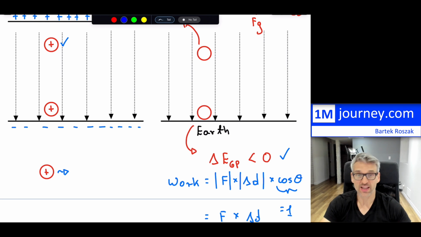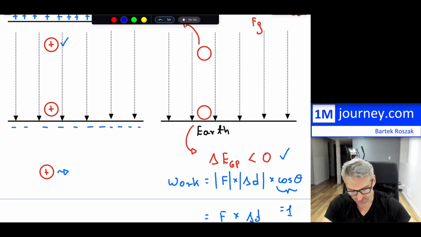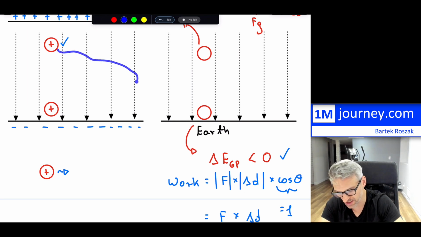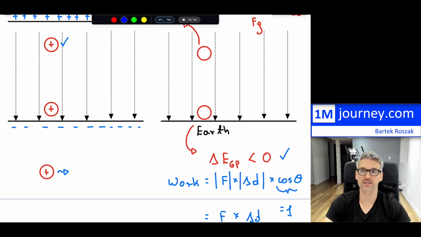Now, just like anything else when you're doing work, because it is defined with respect to the displacement, that means the path doesn't matter, right? It's not the distance that you travel. So it's not like you take this and you move it around, right? It is actually from the initial to the final. So the displacement is going to be this distance.